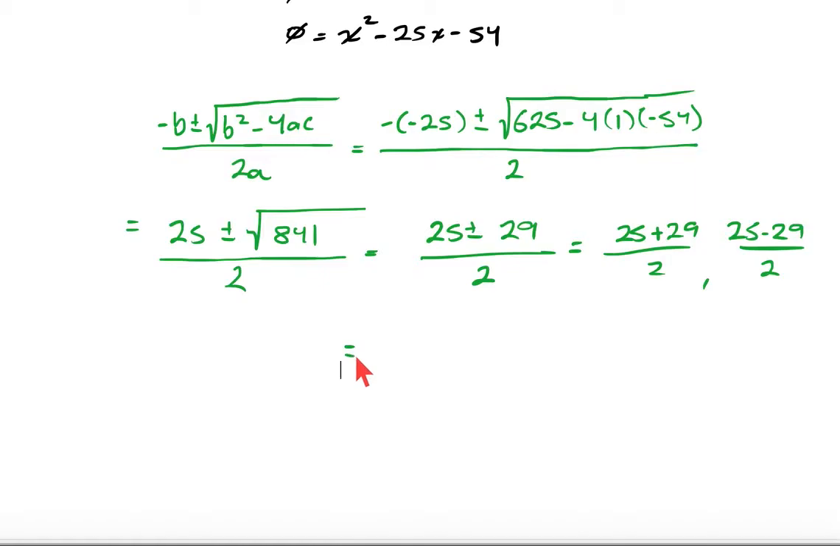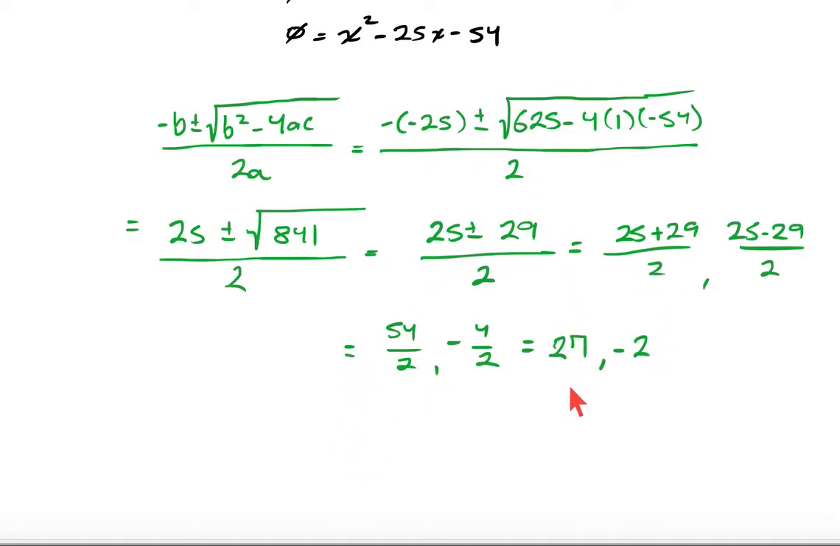Finally simplifying to 54 over 2, negative 4 over 2, or 27 and negative 2.